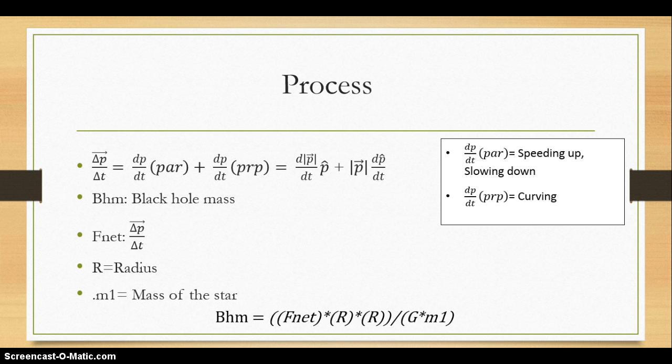For the calculation of the black hole mass, we have this new equation, which is BHM equals F net times R squared, where R is the radius, over G times M1, where F net equals delta P over delta T, R equals radius, and M1 is the mass of the star.